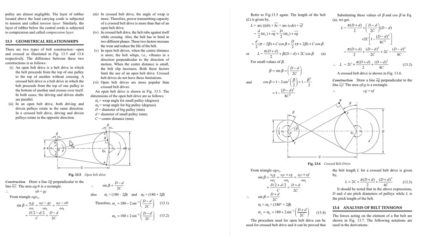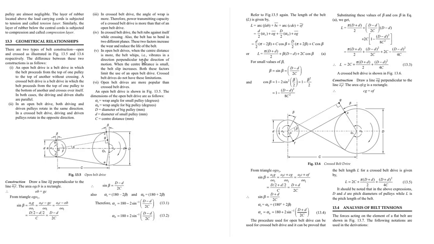In open belt drives, both the driving and driven pulleys rotate in the same direction, while in cross belt drives, the directions are opposite to each other. In cross belt drives, the angle of wrap is more than 180 degrees, while that of the open belt drive is less than 180 degrees. As the angle of wrap increases, the slippage problem reduces.